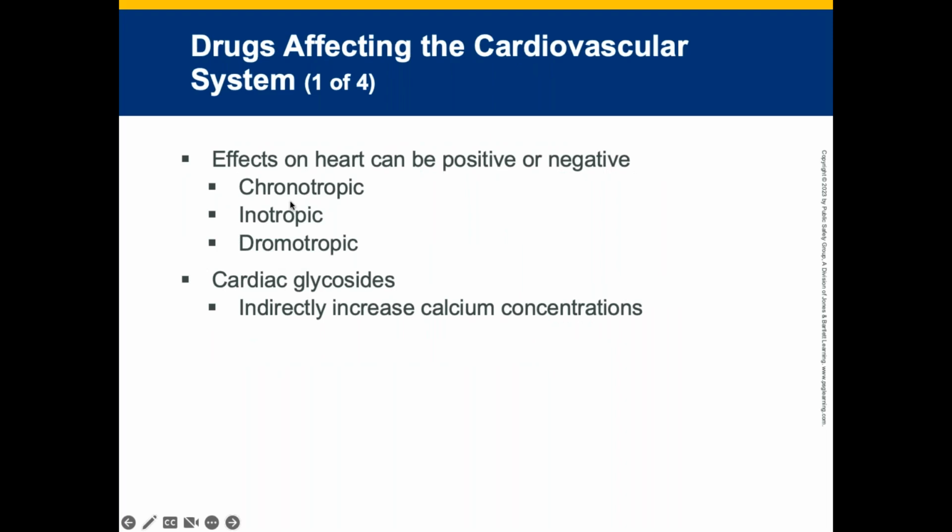So drug effects affecting the cardiovascular system are classified according to their effects on specialized cells, right? The effects on the heart are categorized as chronotropic, which affect heart rate, inotropic, which change the force of contraction, and dromotropic, which alter the velocity and conduction of electricity through the heart.